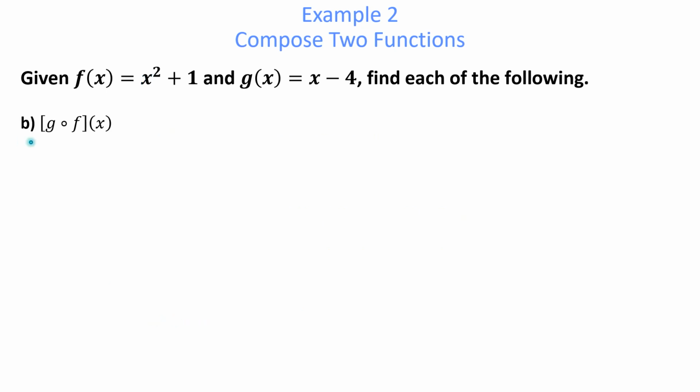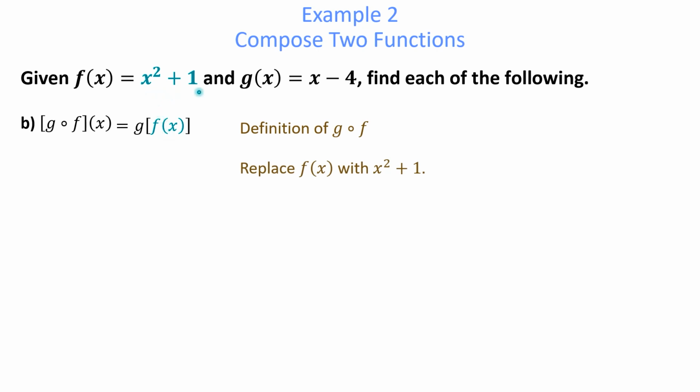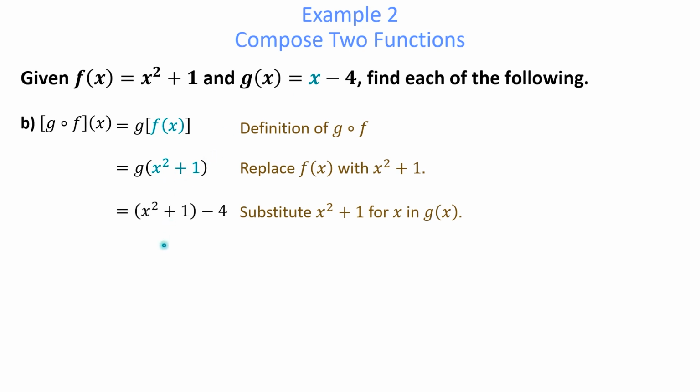Part B. So we have this composite function for g of f of x. And we can write its equivalent like so using the definition of the composite function g of f. Now, f of x over here, we can replace with x squared plus 1 because they're equal to each other. Okay, and we get the following. Now, because x squared plus 1 is being inputted into g, we can replace the x over here in the function for g with x squared plus 1 to give us the following. Okay, and then we can simplify this to finally give us x squared minus 3.